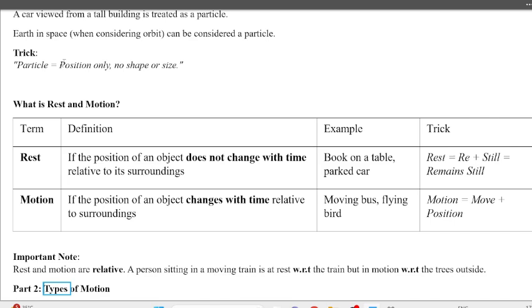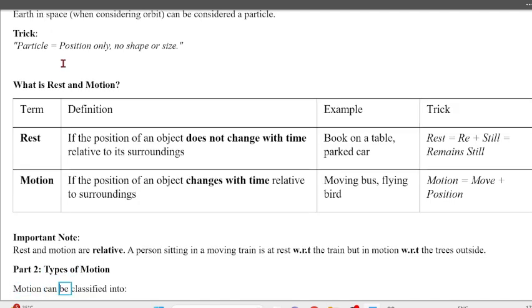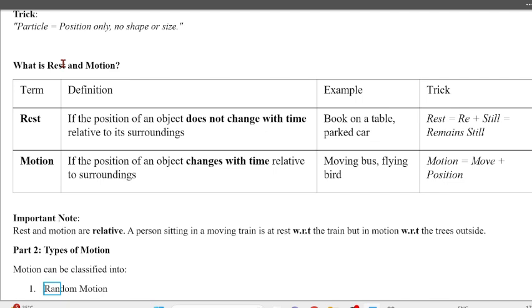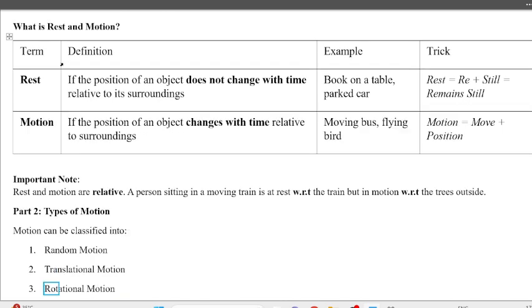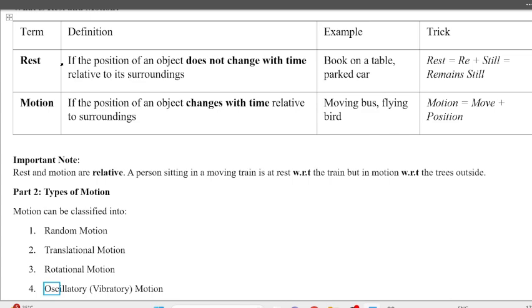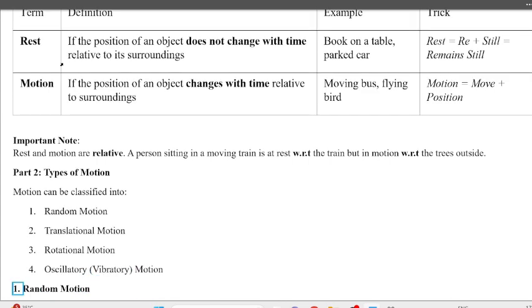Part 2. Types of motion. Motion can be classified into: 1. Random motion. 2. Translational motion. 3. Rotational motion. 4. Oscillatory vibratory motion.